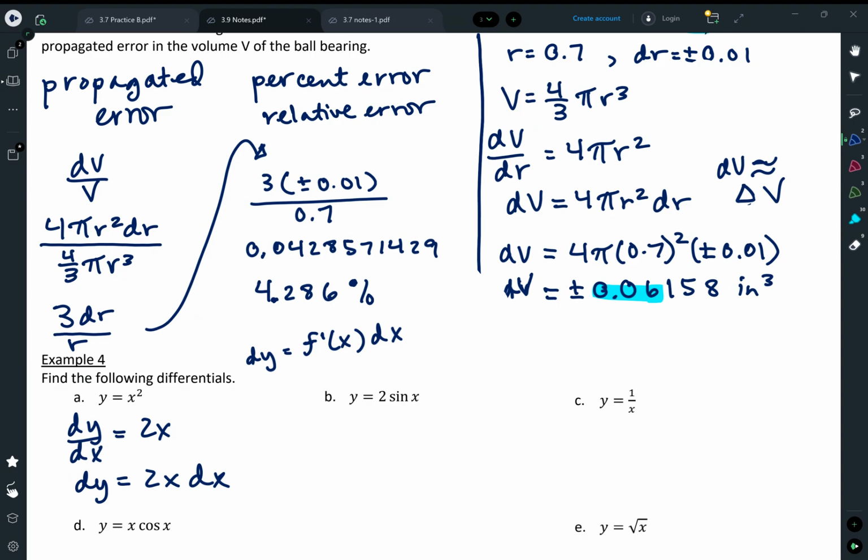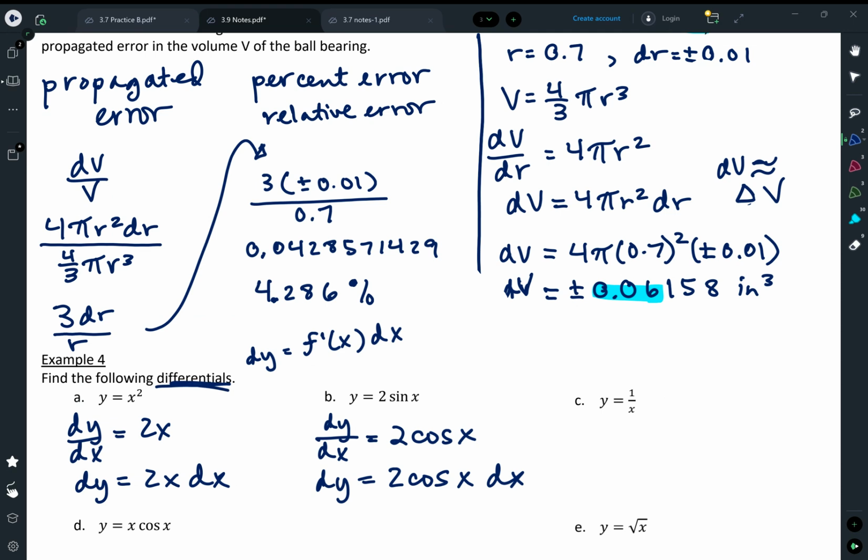On the next one, when I take a derivative, derivative of sine is going to be cosine, and my constant just stays in front. And then we're going to shift our dx over, x and then dx. So this is what we're doing for differentials. We're just getting dy by itself.